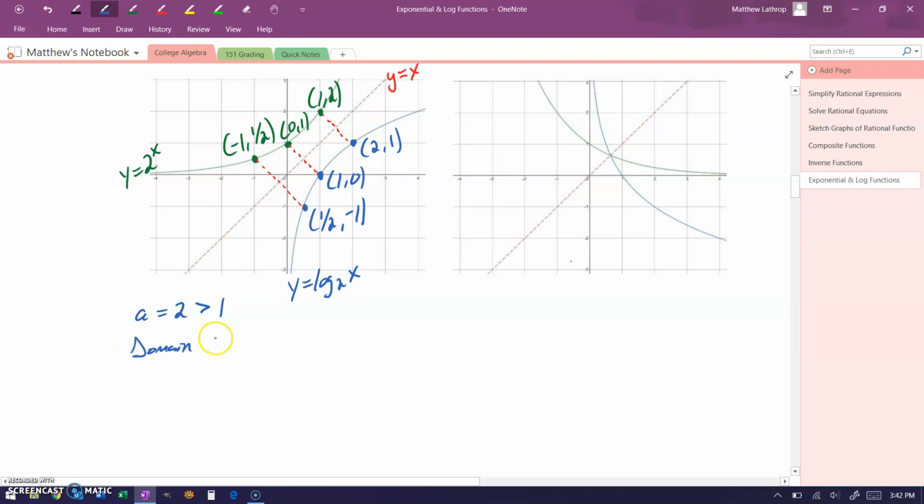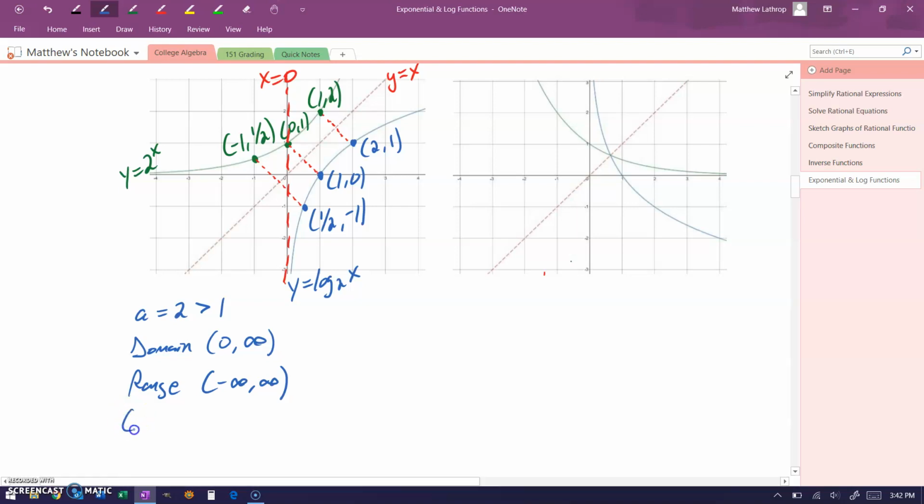In this case, we have a domain of 0 to infinity, with an open parenthesis at 0, because we have a vertical asymptote occurring at x equals 0. Our range, however, will be negative infinity to infinity. Notice that those statements are exactly flipped from what we had for exponential functions. Since these are inverses, all of our qualities for x and y get flipped along with it.